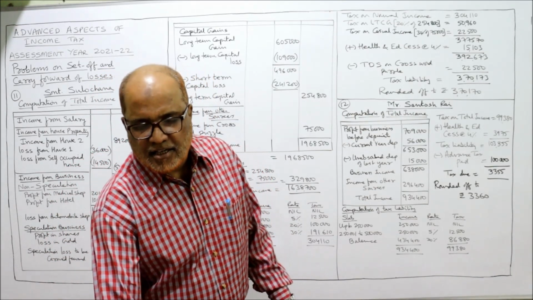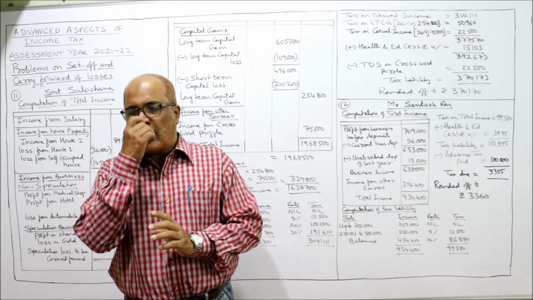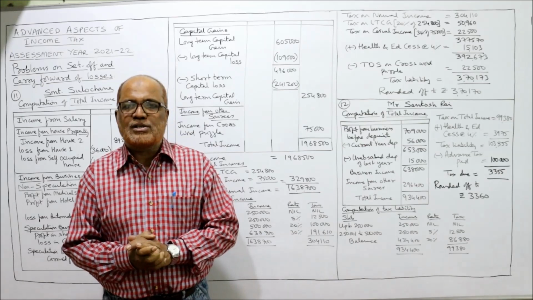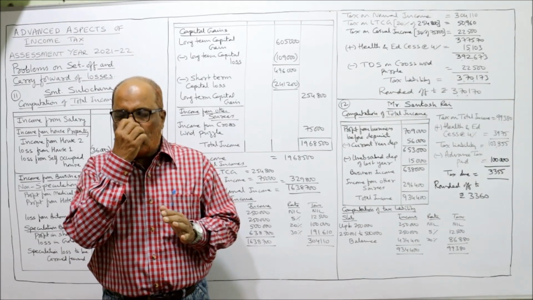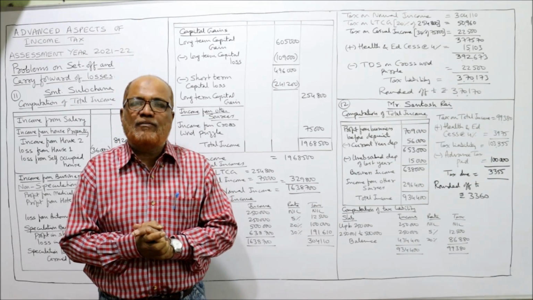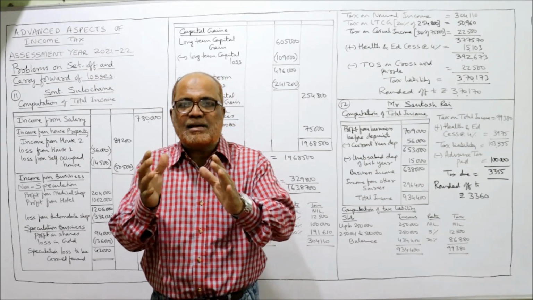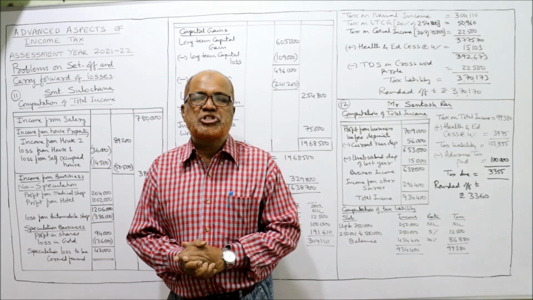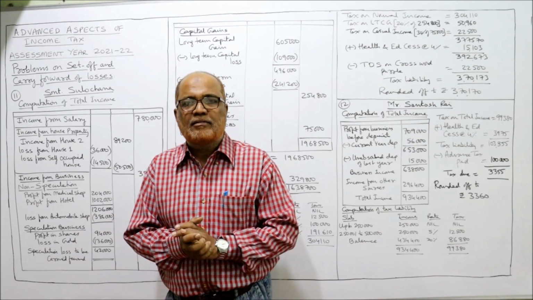That's it. Totally 12 problems. I have explained in detail each and every point on set off and carry forward of losses. Hope my regular viewers got a good command. If you are watching all the videos continuously, definitely you will feel confidence in yourself regarding the advanced aspects of income tax. A lot of provisions are there. I have tried my level best to explain.